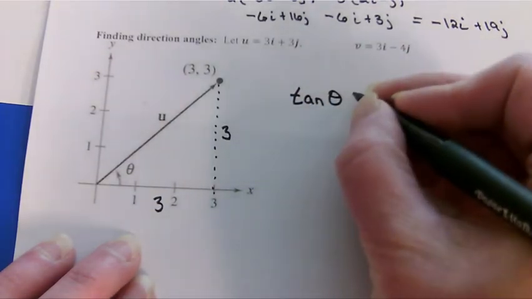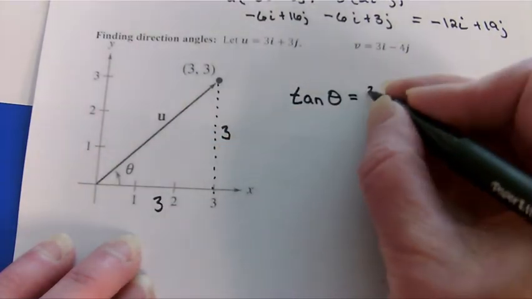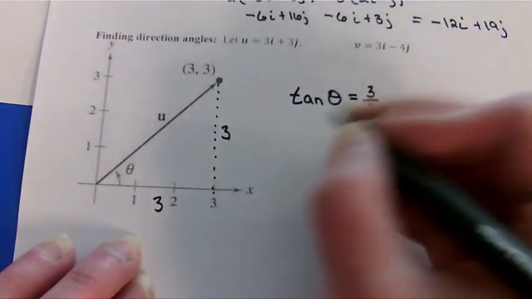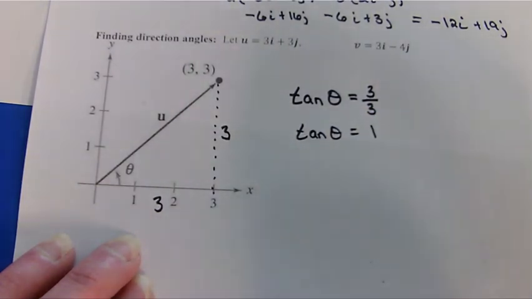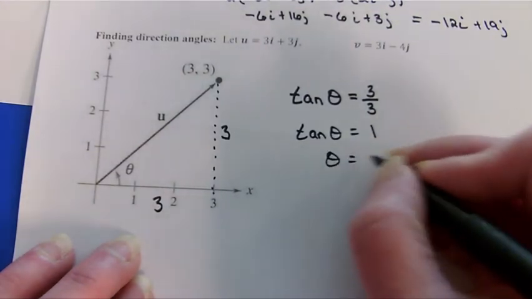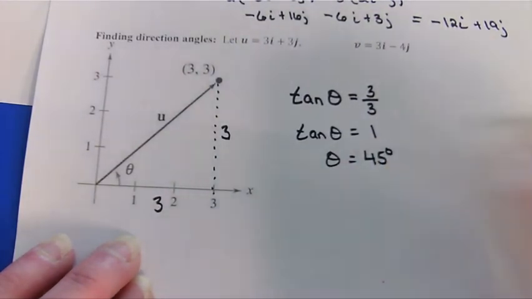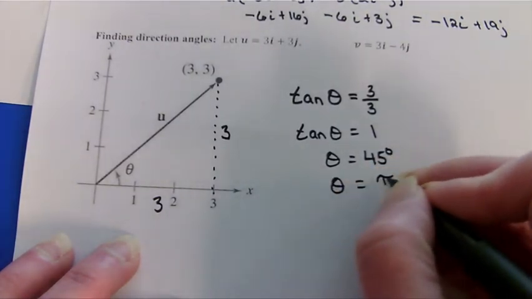How would I find the angle right there? Tangent equals opposite over adjacent. And that actually ends up being 45 degrees, or pi over 4.